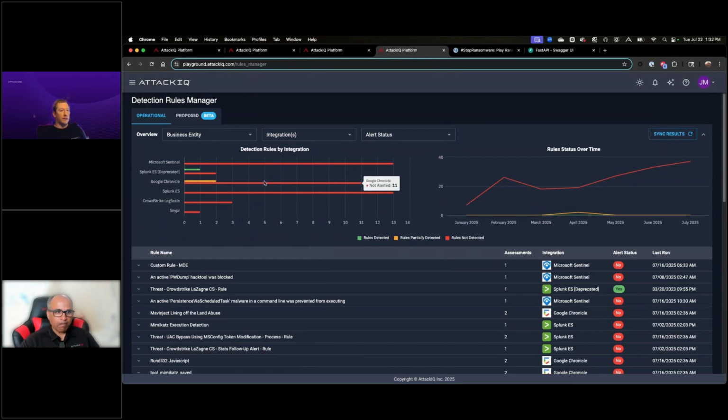Over here on the left-hand side, I have this bar chart telling me the detection rules by the integration. And here I can break it down by what happened in Sentinel, Splunk, Google Chronicle, or SecOps, and so on. Now, if the Splunk rules are failing at twice the rate of Sentinel, then I know where to focus my detection engineering efforts.